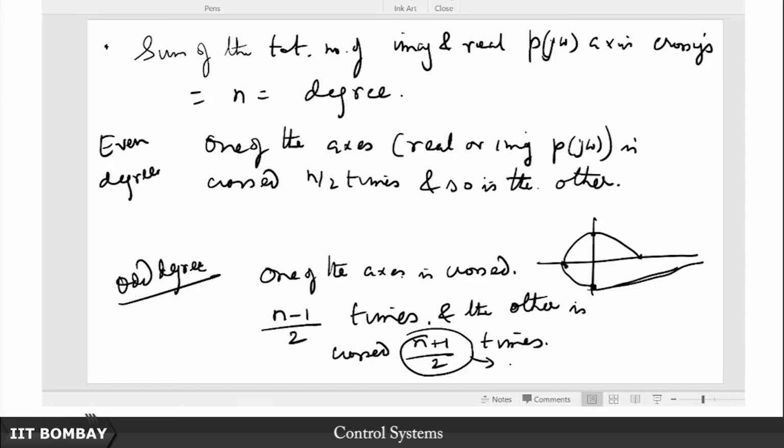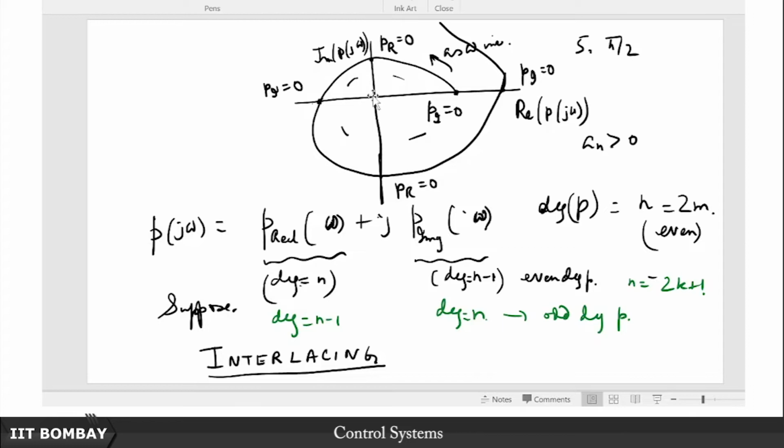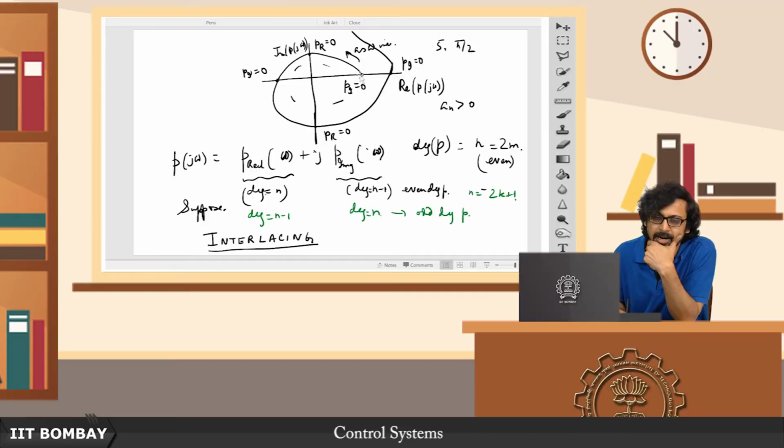So this is basically the real part of p(j omega). This has (n plus 1) by 2 crossings, and the imaginary part of p(j omega) has (n minus 1) by 2 crossings. Remember, why so? Because when the imaginary axis is being crossed, it's the real part that's 0, when the real axis is being crossed, it's the imaginary part that's 0.